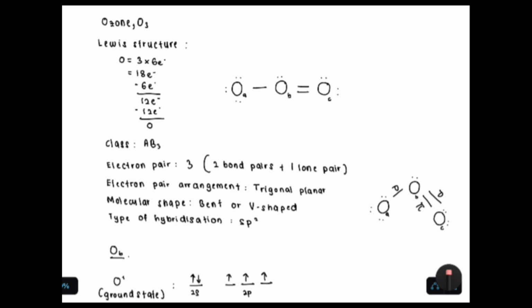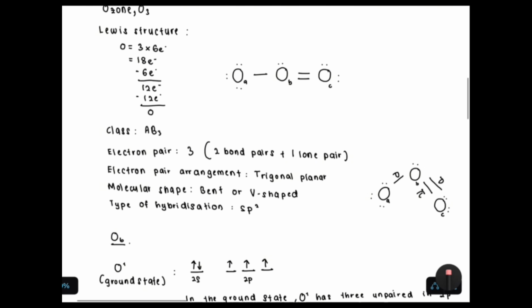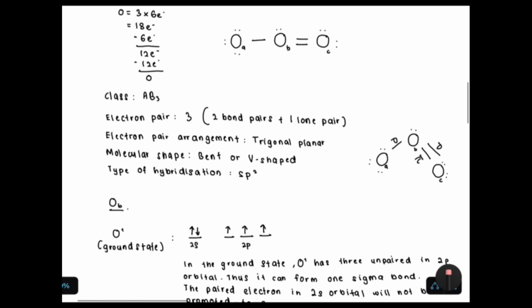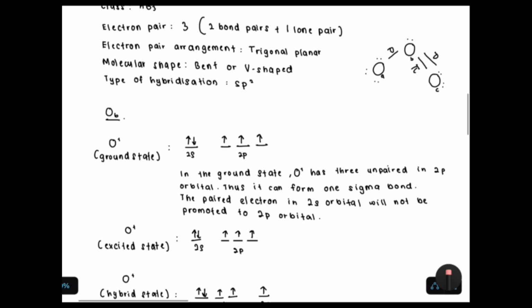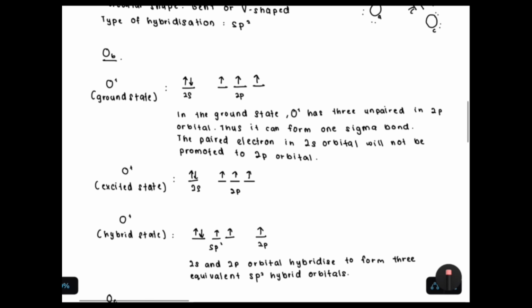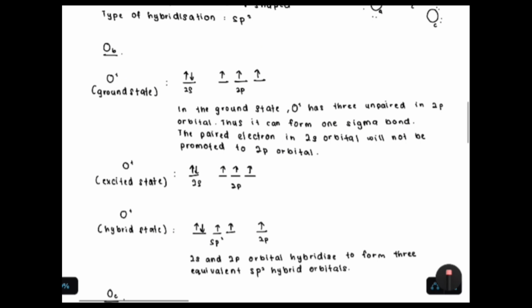Moving to the hybridization, there are 2 atoms that will undergo hybridization, with OB as the central atom. For the first O plus, it will have 5 valence electrons since it is positive. Let's explain it in the ground state. O plus has 3 unpaired electrons in the 2p orbitals, thus it can form 1 sigma bond.